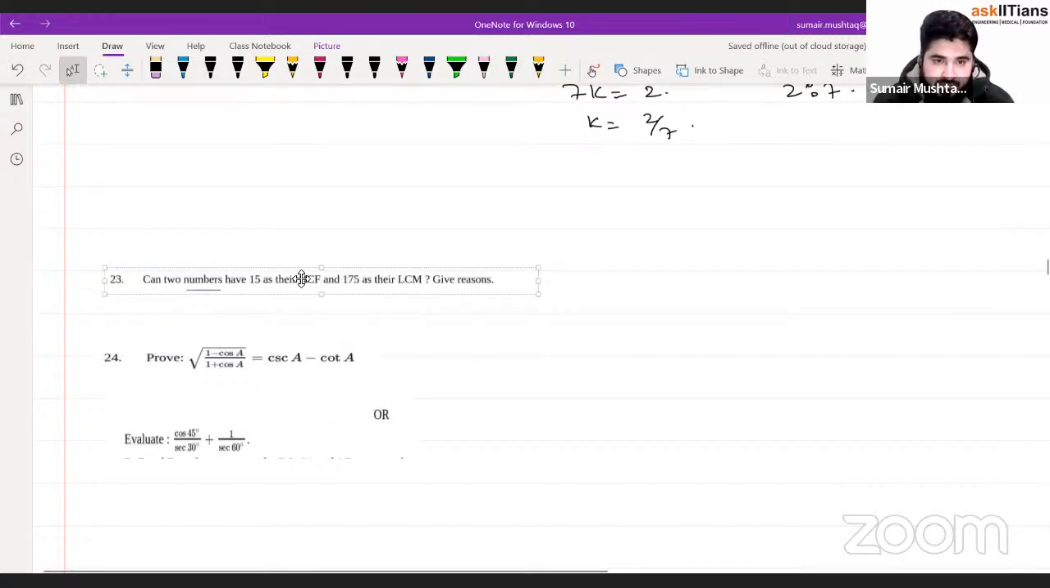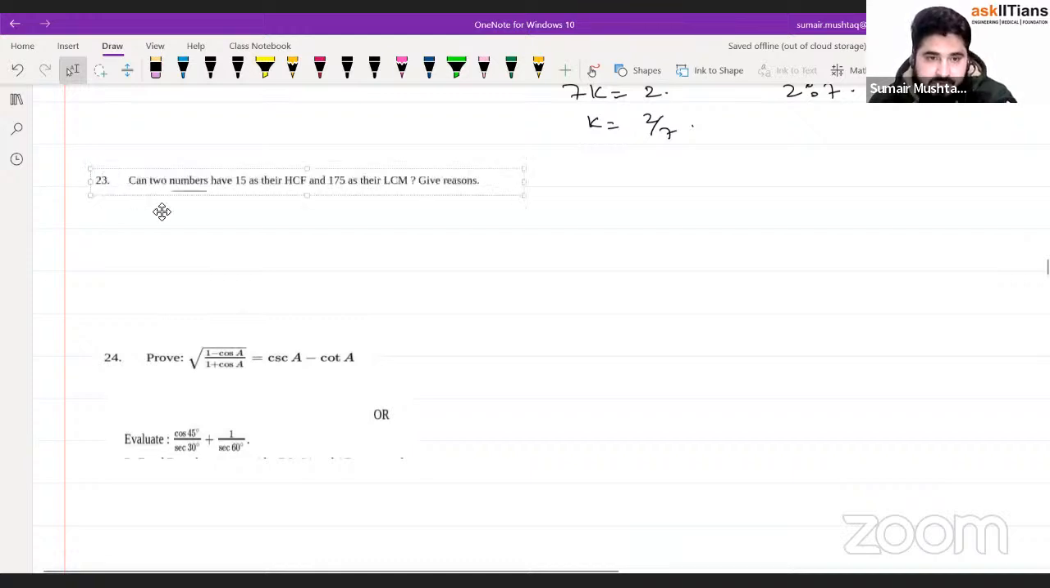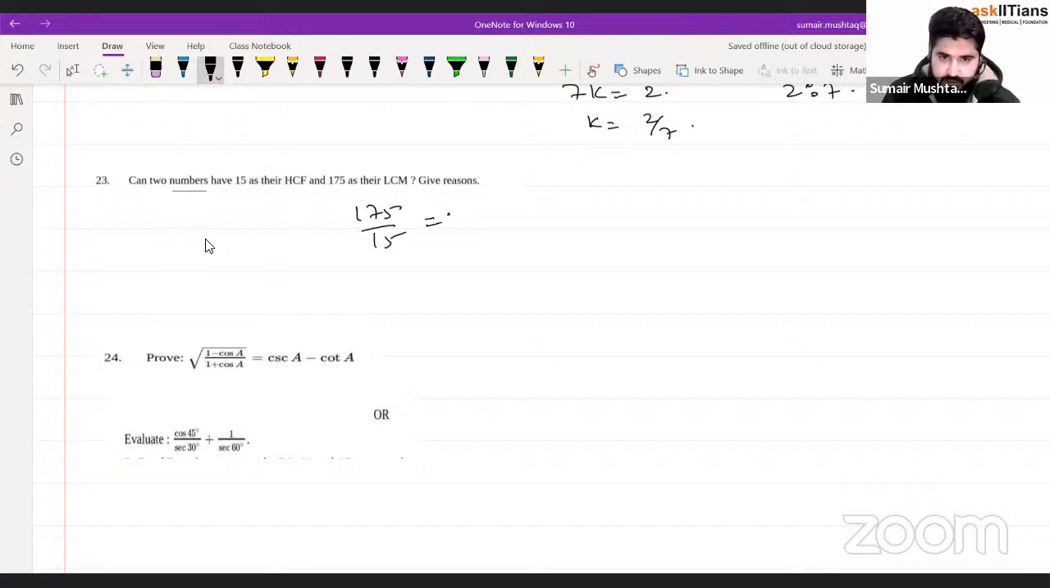See, this is the next question. Two numbers have the HCF 15 and LCM 175. You can directly say that if it divides, then it will be the HCF. See, is 175 divisible by 15? It's equal to 11 point something. No.